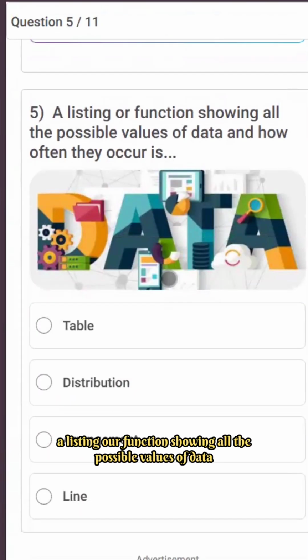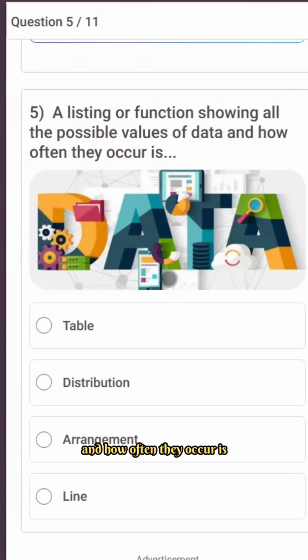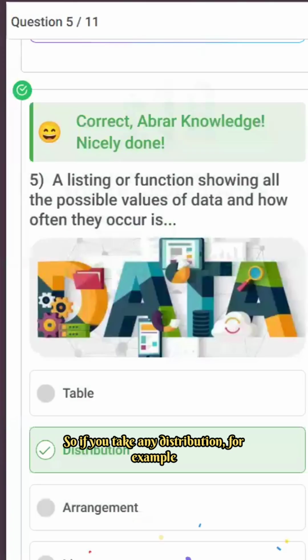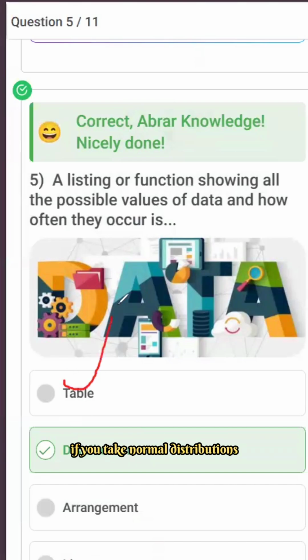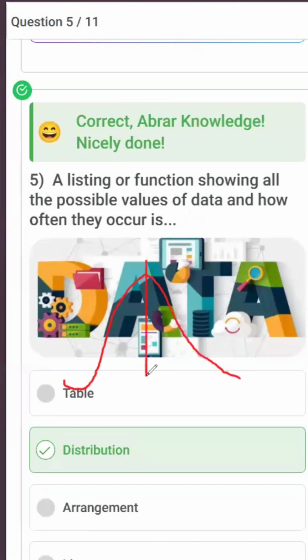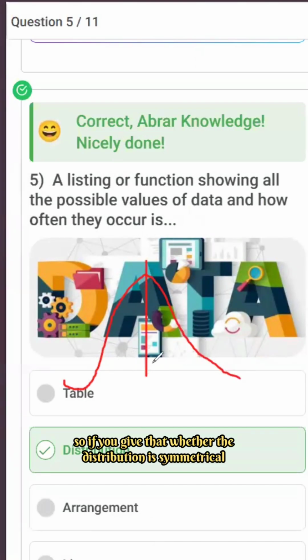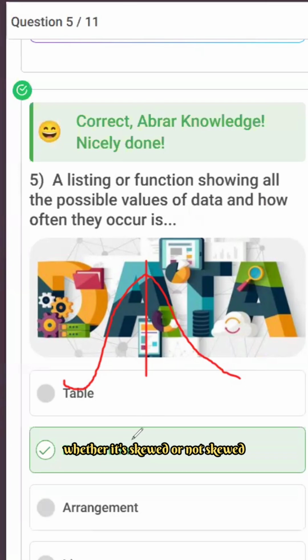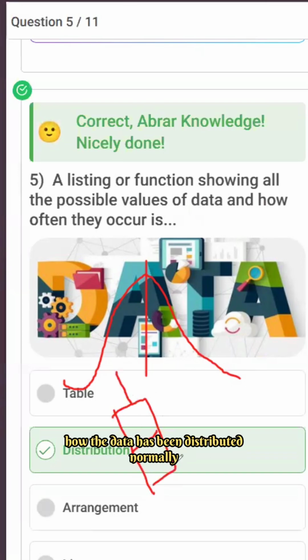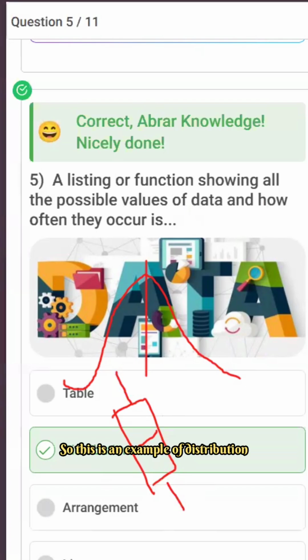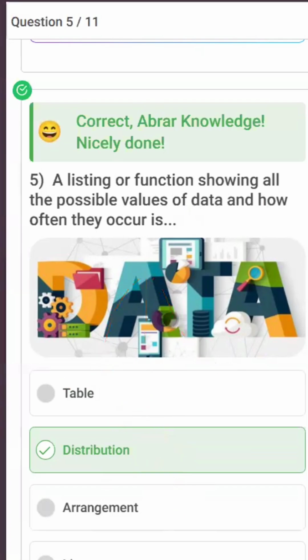A listing or function showing all the possible values of data and how often they occur is not a table, it's a distribution. If you take any distribution, for example a normal distribution, it will show whether the distribution is symmetrical or not, whether it's skewed or not skewed. Or if you take a box plot, again it gives the information on how the data has been distributed, right? So this is an example of a distribution.